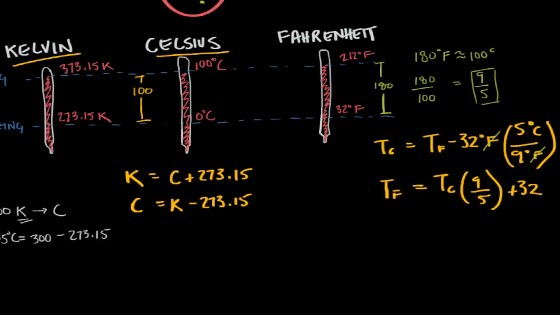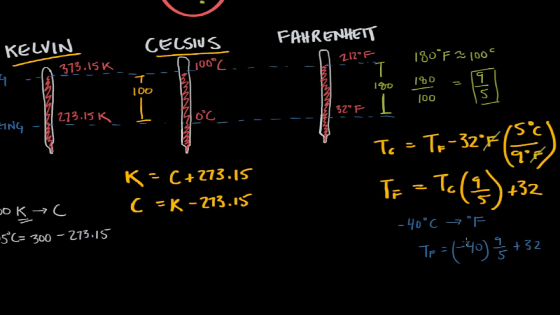And so to practice this, let's go from Celsius to Fahrenheit, and it turns out that these temperature scales actually cross paths at a temperature, which is kind of a fun fact. So if we plug in negative 40, let's go from negative 40 degrees Celsius to Fahrenheit, we'll find that TF is equal to negative 40 times 9/5 plus 32.